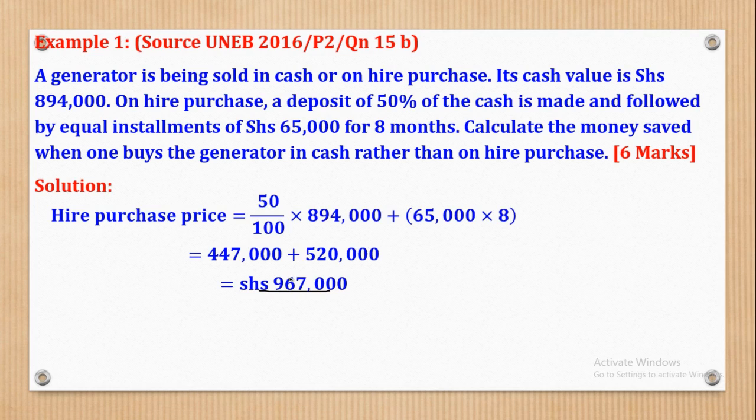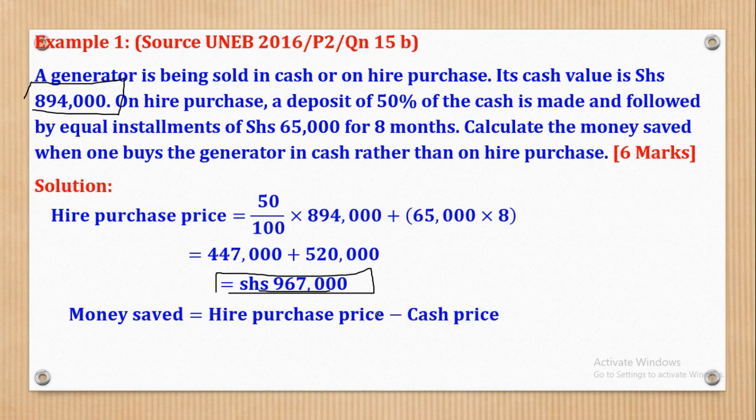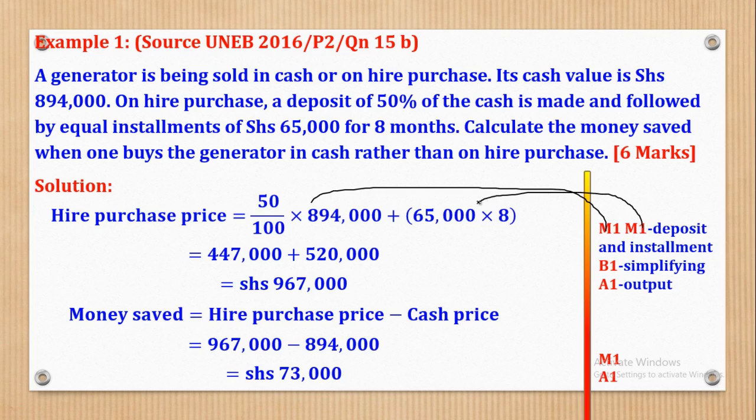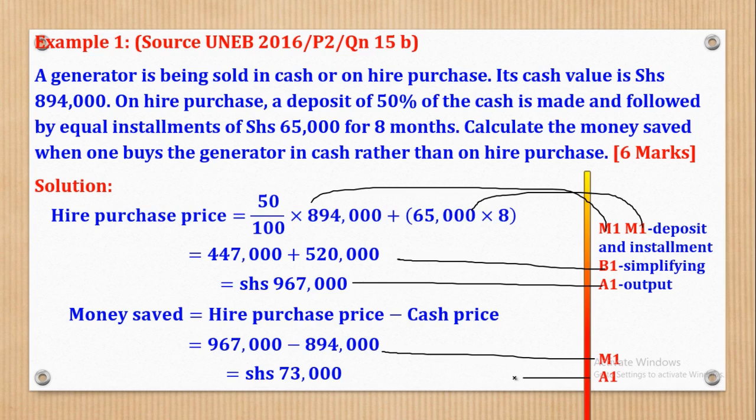The question says calculate the money saved when one buys the generator in cash rather than on hire purchase. For hire purchase you'll pay this, but for cash you'll pay 894,000. So how much money will be saved? Money saved will be equal to hire purchase price minus cash price. When I subtract the two, I'll come up with 73,000 shillings as the money saved. Basically that's what they wanted. Now let's see how the marks can be awarded. M1 is for the initial deposit made, and M1 for the installments. Then B1 for simplifying and A1 for output. M1 for subtraction and A1 for output.